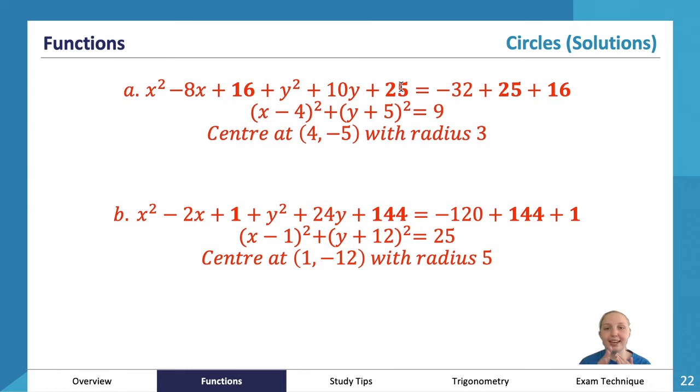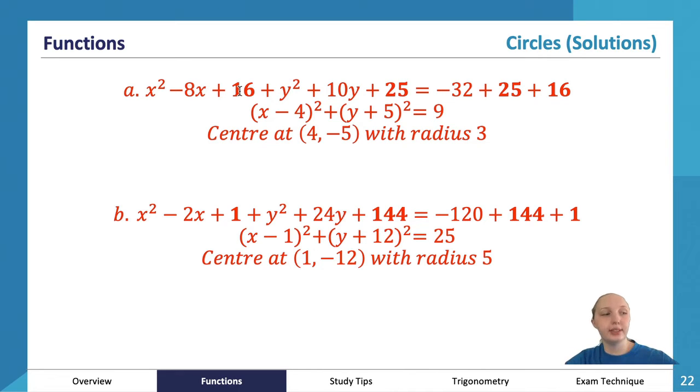What we have to do is make it equal on both sides. So as long as we add 16 and 25 on both sides, our equation is still equal. So then we add the 25, we add the 16, and we end up with this equation here.